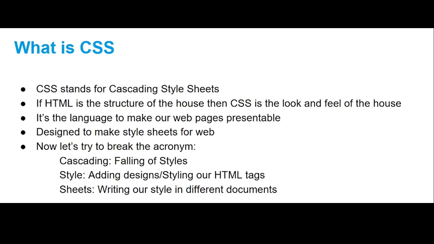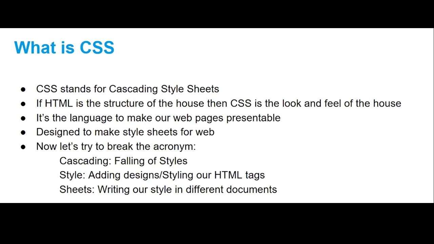Let's now try to break this acronym, C, S, and S. So C stands for cascading. Cascading means falling of styles. We'll see in the later part of this tutorial what this falling of styles means, how one style will take priority over the other and how it does so. We'll look into it in more detail. So that is what you mean by cascading, nothing but falling of styles.